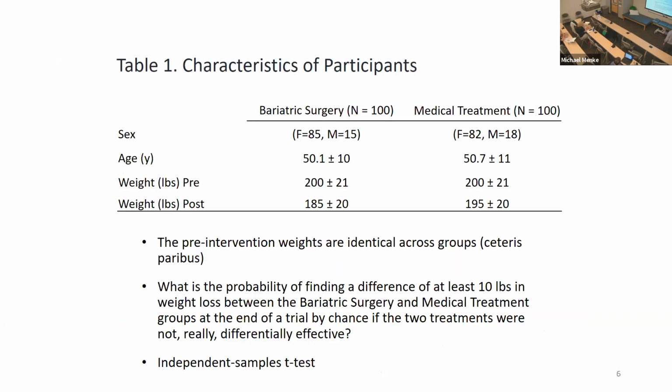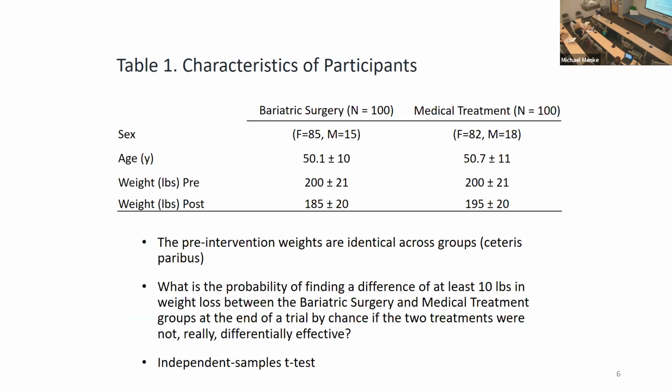And this is a classic Table 1, abbreviated. I simplified it a little bit because I said, okay, let's ignore the pre-study weight, because it's exactly equal across groups. So we're going to be focusing on the post-intervention weight for two groups, the bariatric surgery group and the medical treatment group. So we enrolled these patients. Half of them received bariatric surgery and half of them received medical treatment. They differ a little bit in terms of the sex distribution.